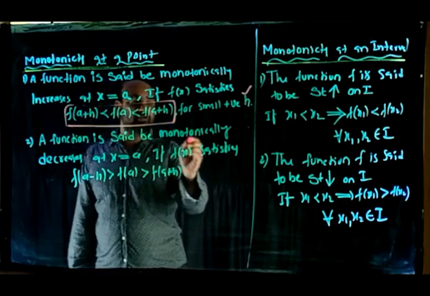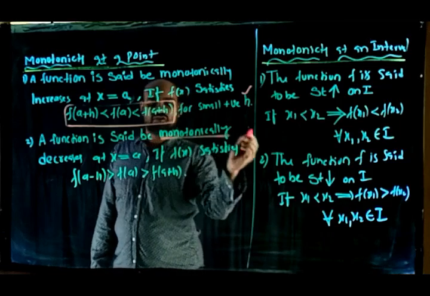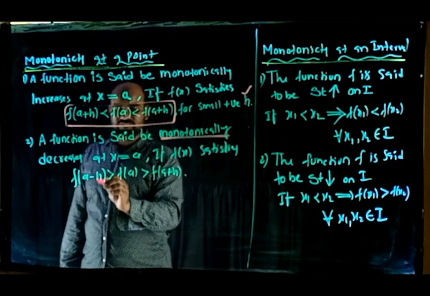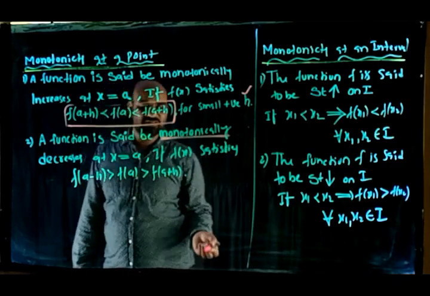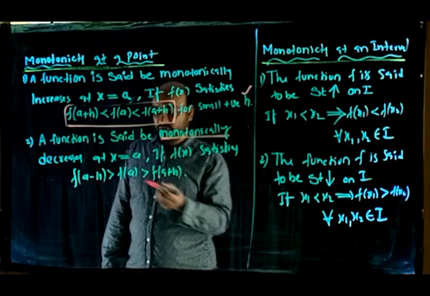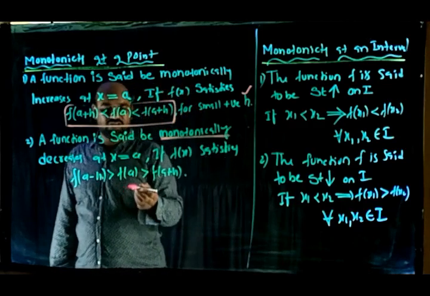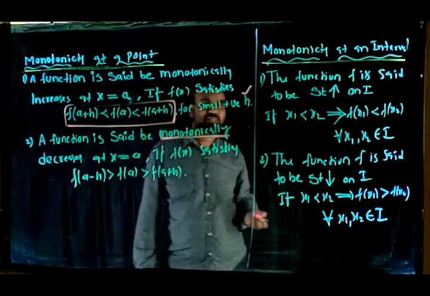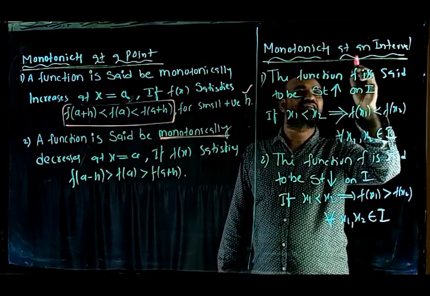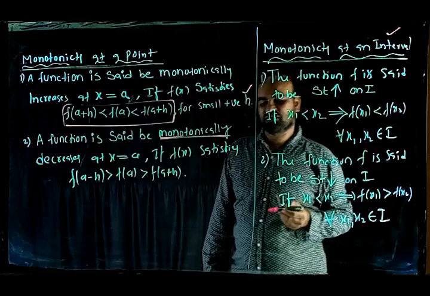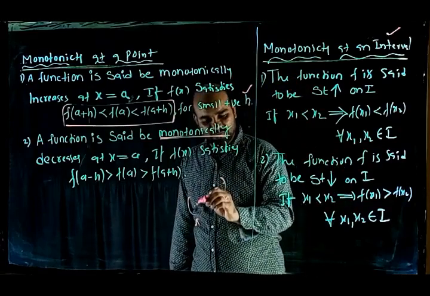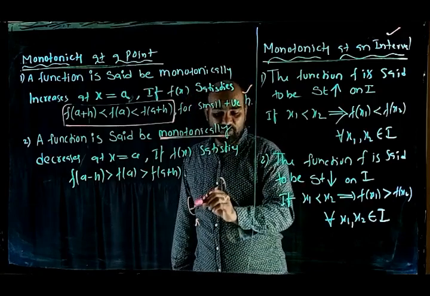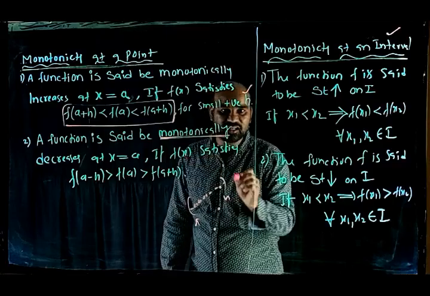A function is said to be strictly decreasing at x = a if f satisfies f(a − h) > f(a) > f(a + h), where h is a small positive real number. If anywhere you get equality, then you can say that the function is decreasing at that particular point. Monotonicity on an interval: in an interval, we want to check every point. If at every point it is increasing, you can say that in the total interval the function is increasing. If at every point the function is decreasing, you can say that the function is decreasing in that interval.